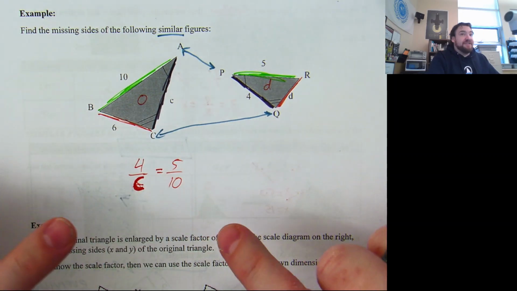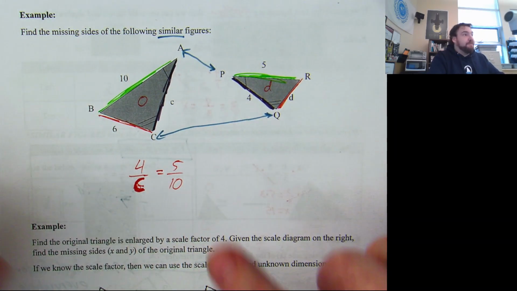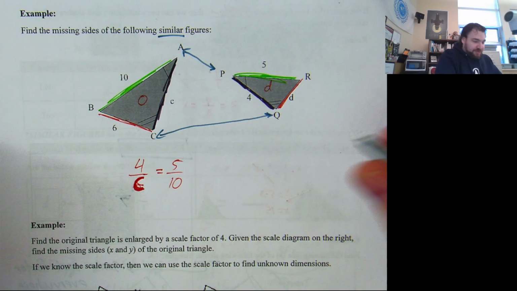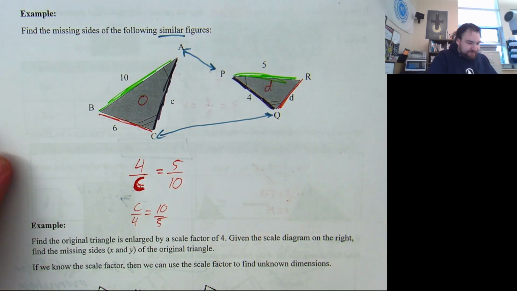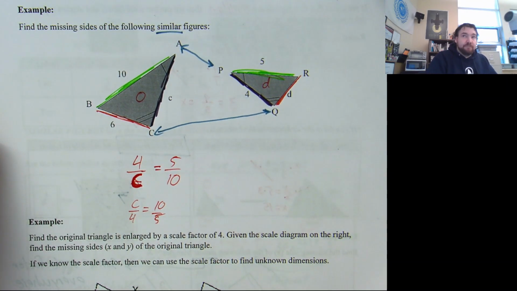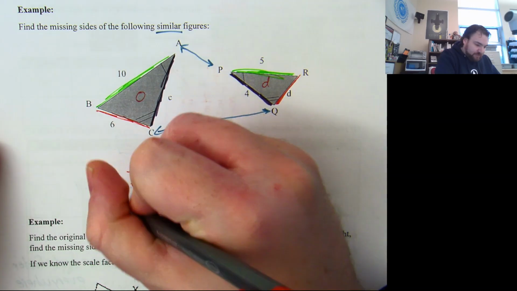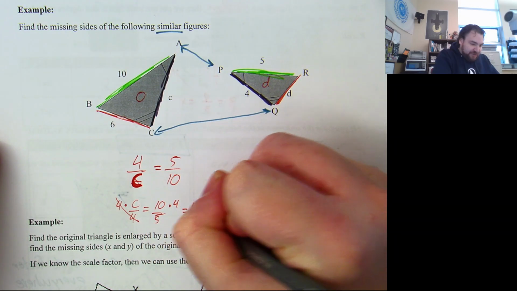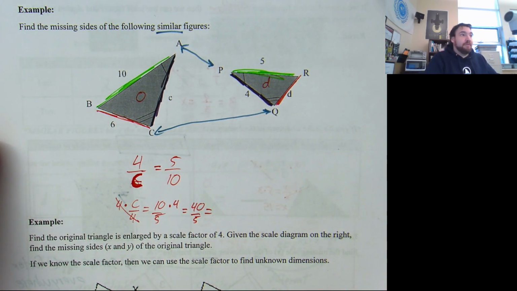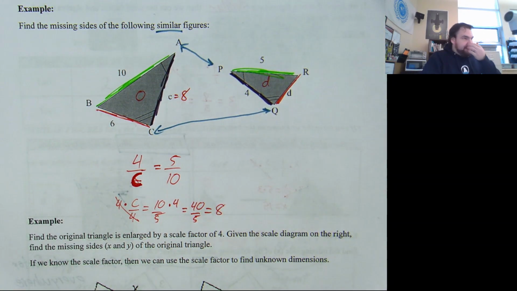And so now I can go ahead and solve these things. I could multiply the C up and then solve, or the simpler technique is just to flip both fractions. This one's going to become C over 4 equals 10 over 5. And now to solve this, I'm going to multiply both sides by 4. This is going to become 40 over 5, which is 8. So what that tells us is that side C here is equal to 8, whatever units are, centimeters, meters, I don't know.